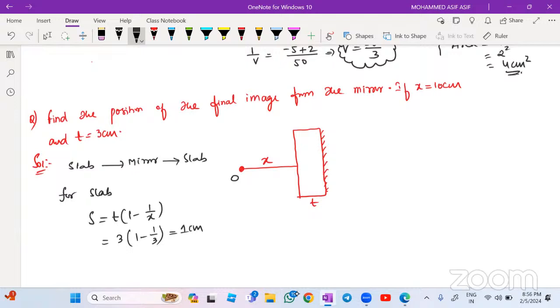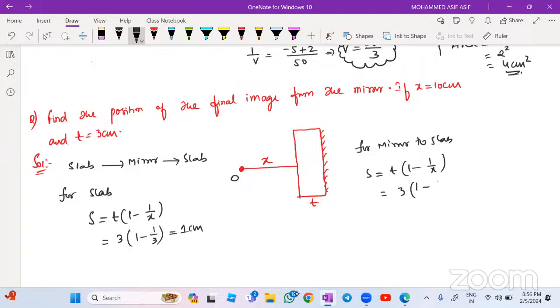So for slab, the shift will be equal to how much for me? 1 centimeter. Okay. Then for mirror to slab, then again shift will be equal to T into 1 minus 1 by X. That is equals to 3 into 1 minus.